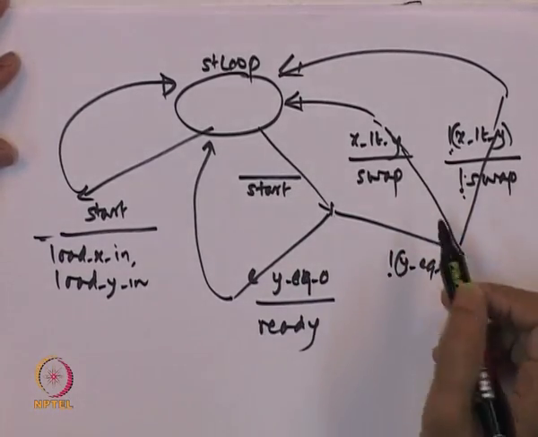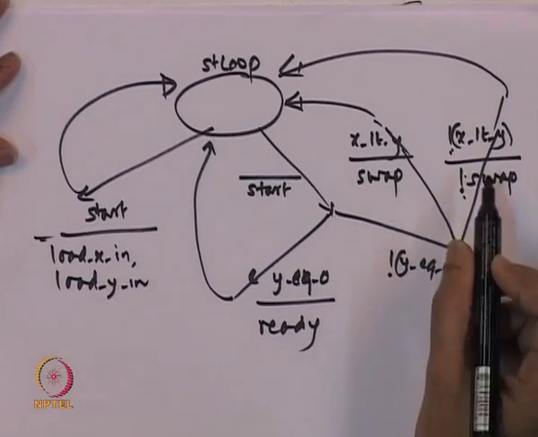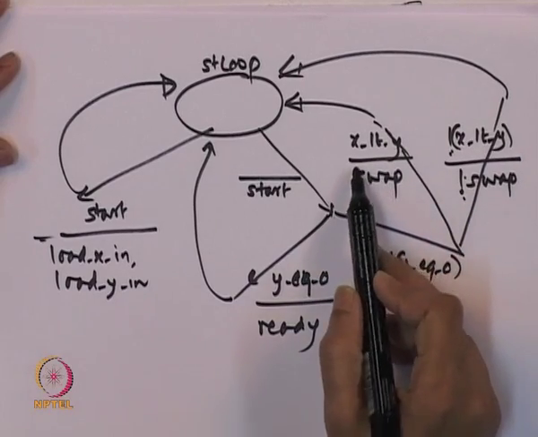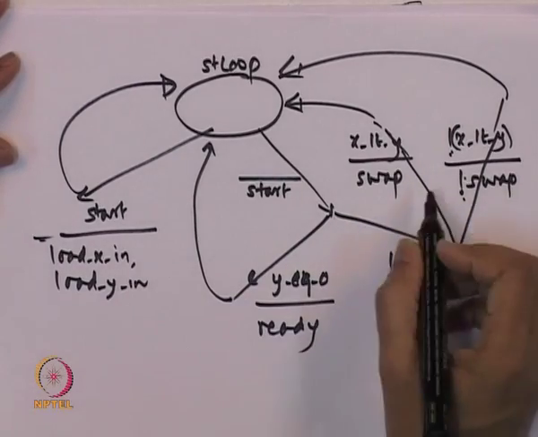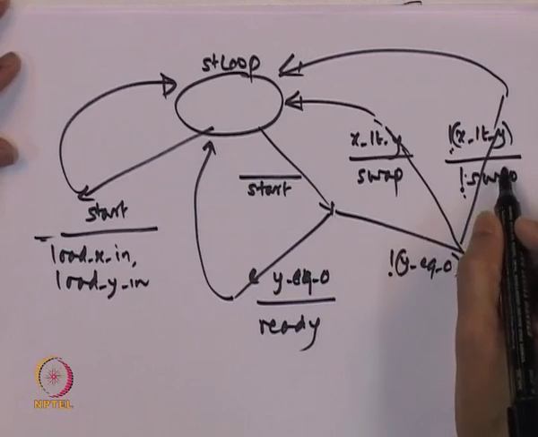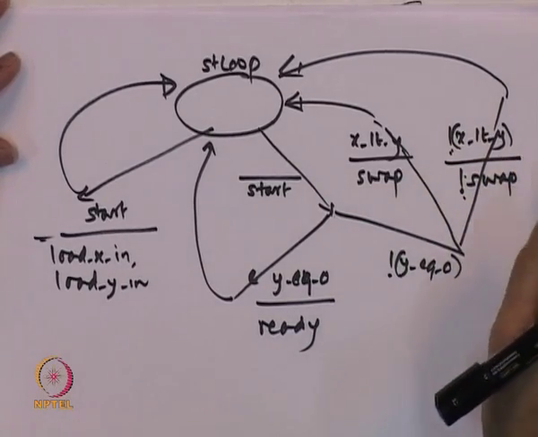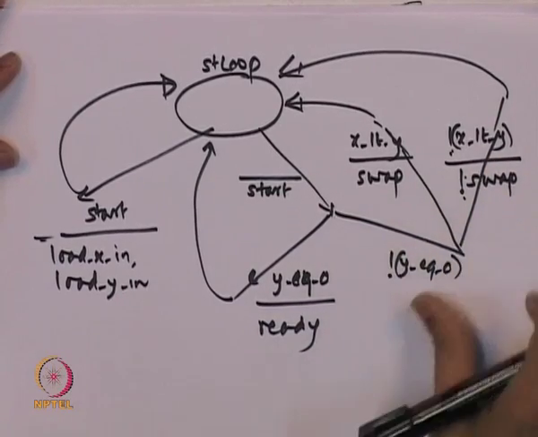compute further. So, that would depend on whether x is less than y or x is not less than y. If x is less than y, the controller should be telling the data path that it should swap. In the other case, it would not swap, it would subtract y from x and let y remain as it is. That is the not swap case. Okay. So, that is the controller. This controller can be described in Verilog.